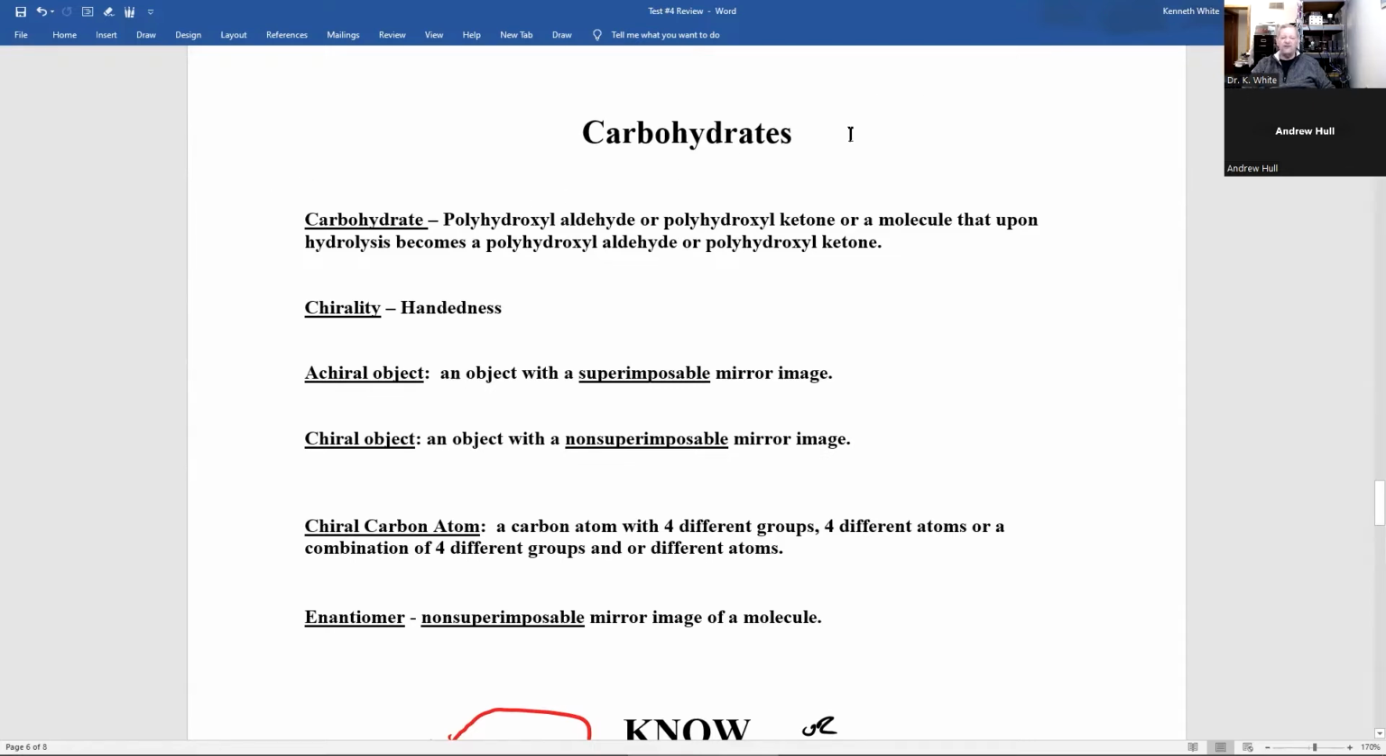All right, next we talk about carbohydrates. And you should know what's the definition of a carbohydrate. That's a polyhydroxyaldehyde. Remember, poly means many. Hydroxyl OH group, aldehyde, carbonyl with R and H, or a polyhydroxy ketone, or a molecule that upon hydrolysis, meaning adding water and maybe a catalyst, becomes a polyhydroxyl aldehyde or ketone.